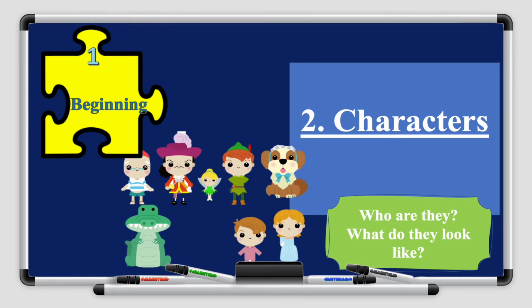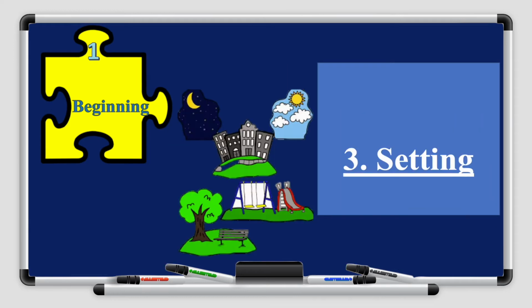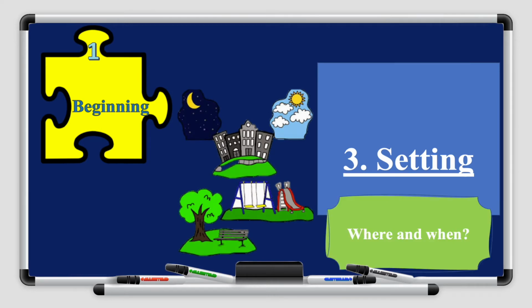You have 1, 2, 3. Who are your characters? What do they look like? What are they like? Okay, and then the third thing is the setting. Where did your story happen? And when did it happen? So it's important to think about these things when planning for your story.